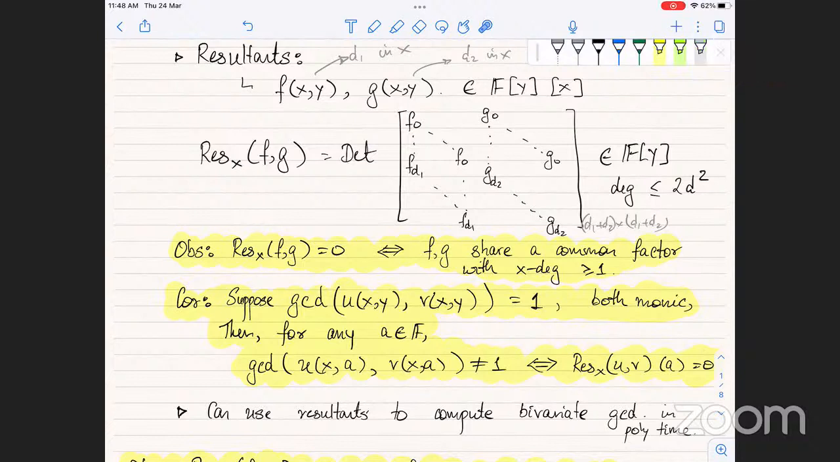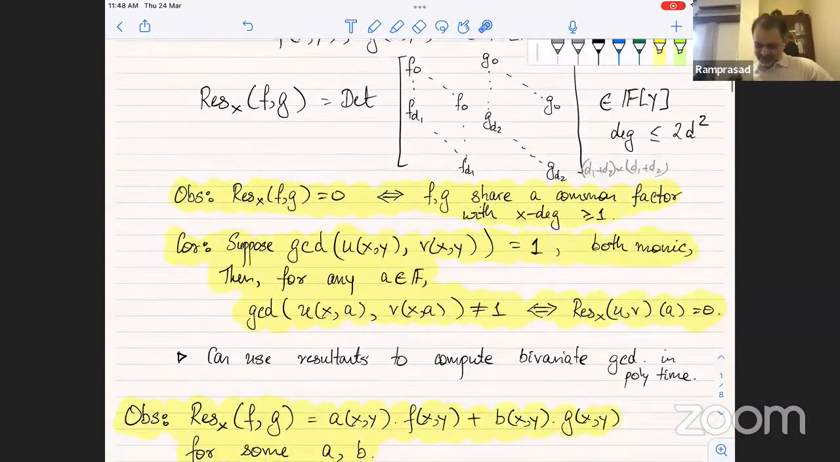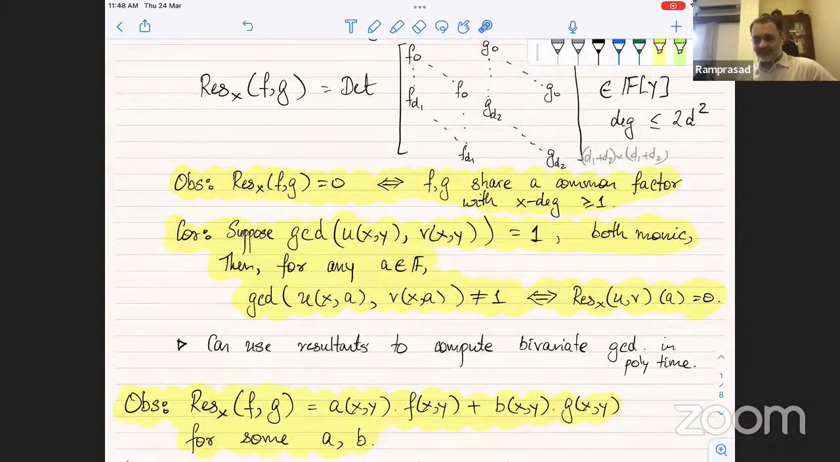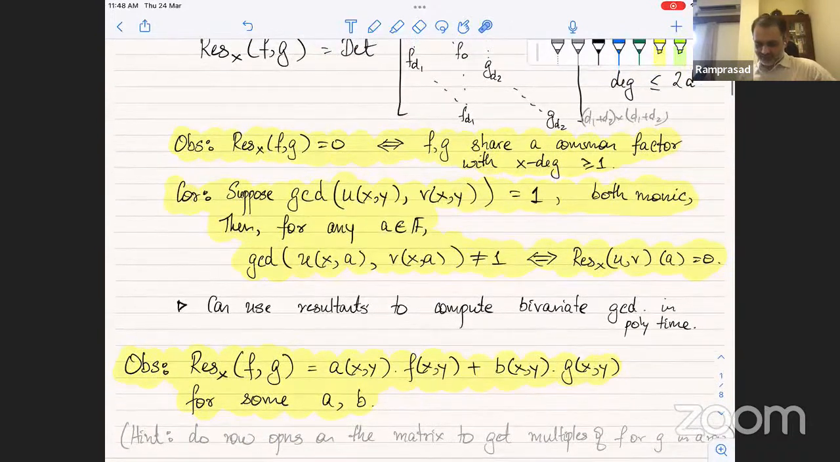Okay, good. So let's proceed. Here is one really nice exercise. I'll write it as an observation, but I'll give you a hint. There's also another property that whenever you're looking at the resultant with respect to x of two polynomials f and g, you can always write this as a times f plus b times g, where a and b are both polynomials in x and y. And it's an unusual thing because notice that the left-hand side is something that depends only on y.